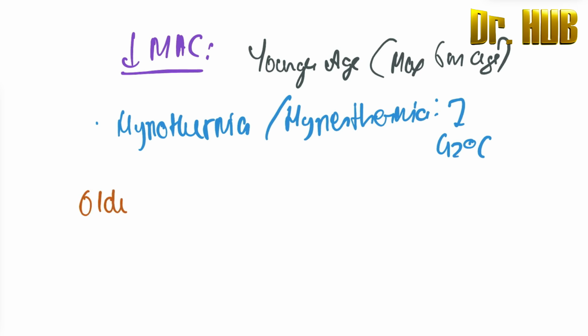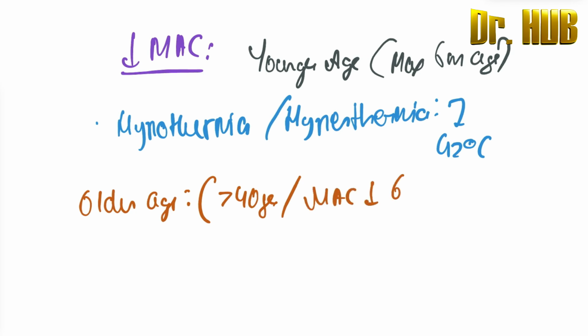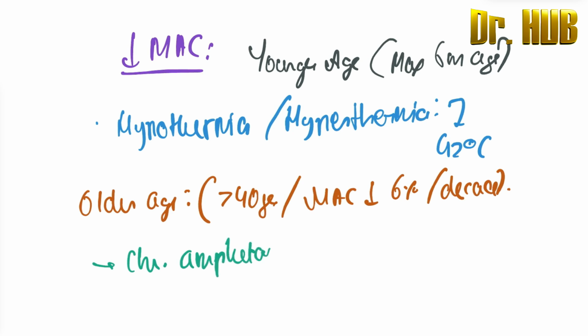Next is older age. By older age, we mean greater than 40 years, and the MAC decreases 6% per decade. Next is chronic amphetamine abuse.